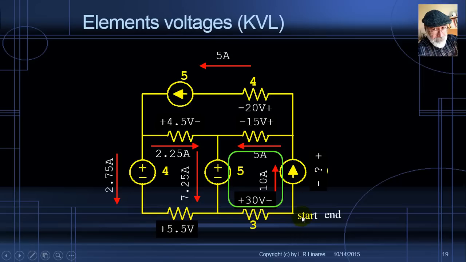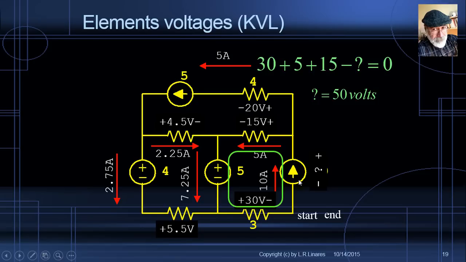Let's begin here where I wrote start, flowing clockwise from start, going up by 30 volts, plus 30, going up by 5, plus 5, going up by 15, plus 15, going down by question mark, negative question mark. I arrived at the starting point again, and that is my KVL equation. Plus 30, plus 5, plus 15, minus question mark, that's 0. Solve for the question mark. That voltage in that 10 amps current source is 50 volts.